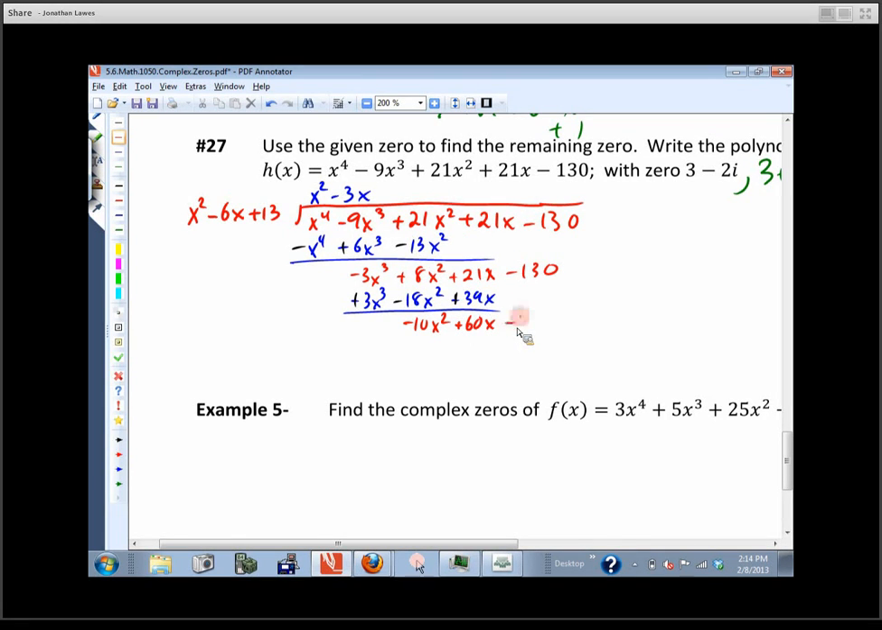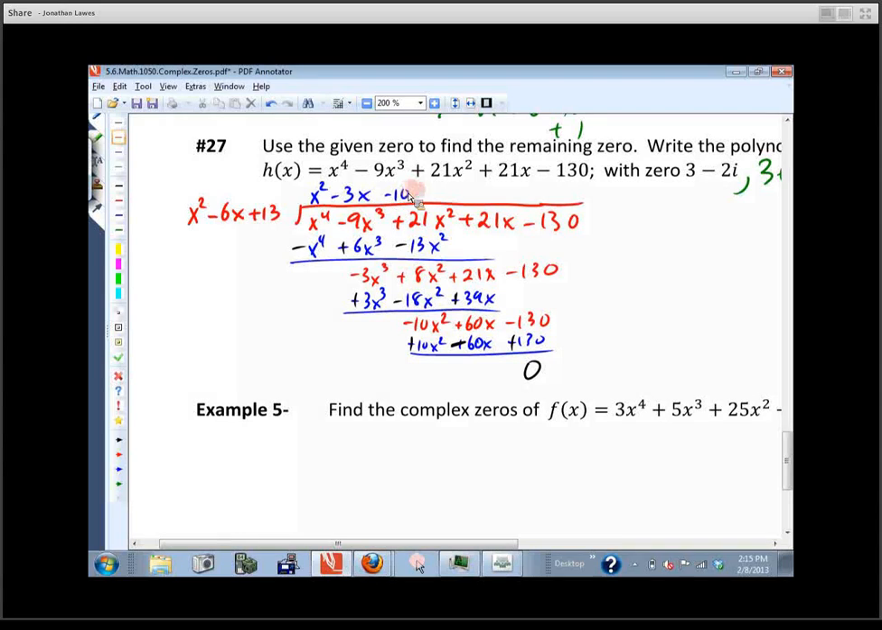And then this is minus 130. What do I multiply x squared by to make it a negative 10x squared? Negative 10. So I put a negative 10 up here. That's going to be negative 10x squared. That's going to be a plus 60x. And that's going to be a minus 130. And then again, I go through and change the sign. So that's a plus, a minus, a plus. And what do we notice here? Yes, they're all gone.